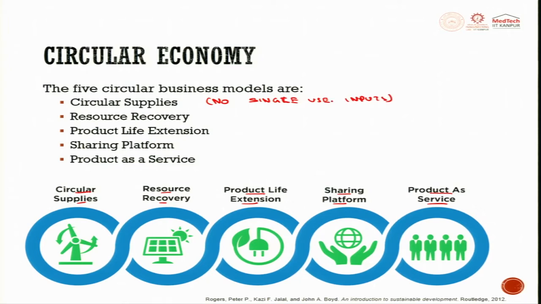Then resource recovery, that is reusing the waste material and trying to minimize using the fresh material. Then product life extension. Life extension means repair, reuse, upgrade, resell. All these things come in product life extension. So we try to use the powder again. We try to use the material. We try to use the same plate over which the previous component was developed. We clean that plate. So this is product life extension.